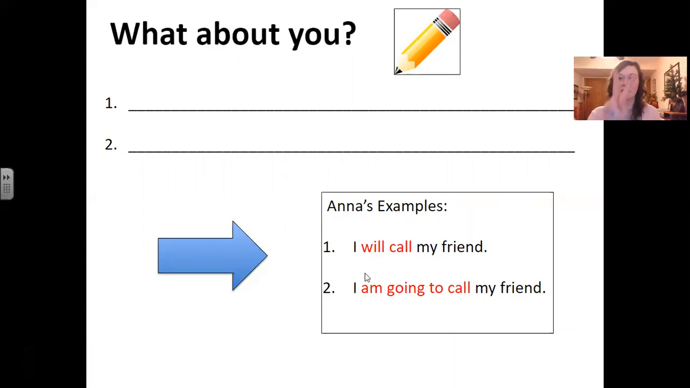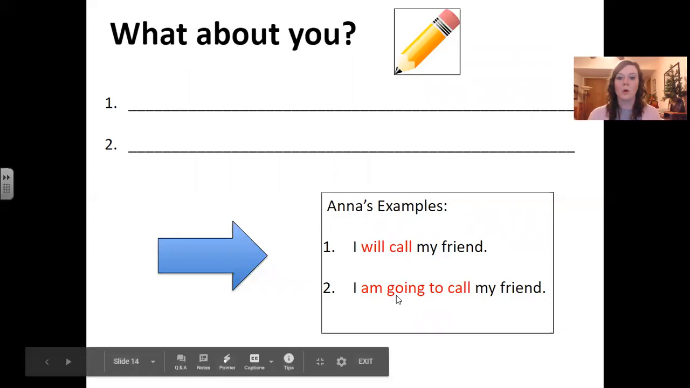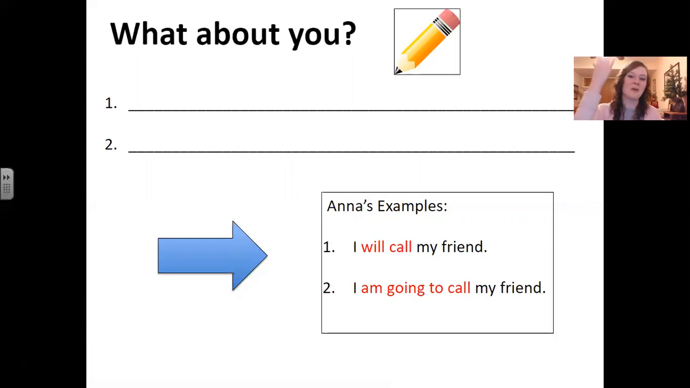So remember the two ways in English to talk about the future. We can use will plus an action word, will call, or we can use the to be verb plus going to plus an action. I am going to call. See if you can try to write two sentences about you. If you need to, go back and look at the examples again.